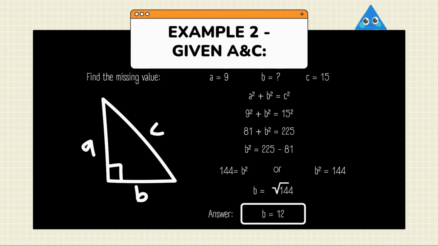Okay, so a squared plus b squared equals c squared. 9 squared plus b squared equals 15 squared if you substitute. So if you do that, you get 81 because 9 squared is 81. 15 squared is 225. B squared is equal to 225 minus 81.